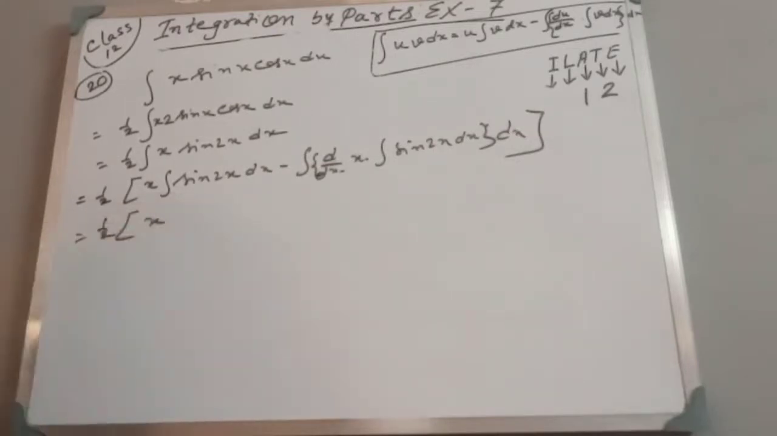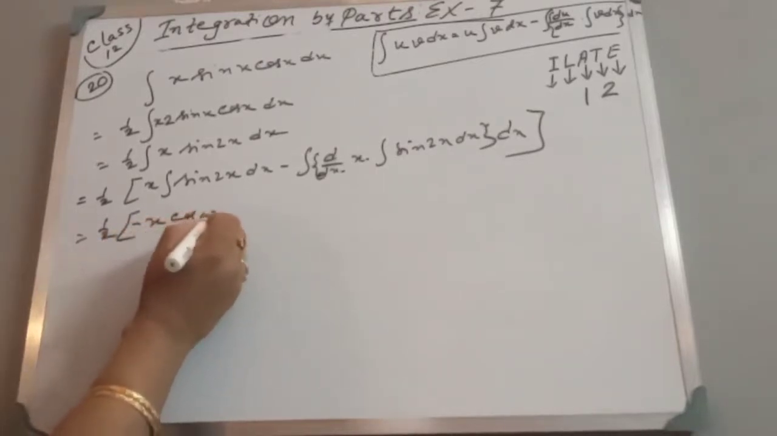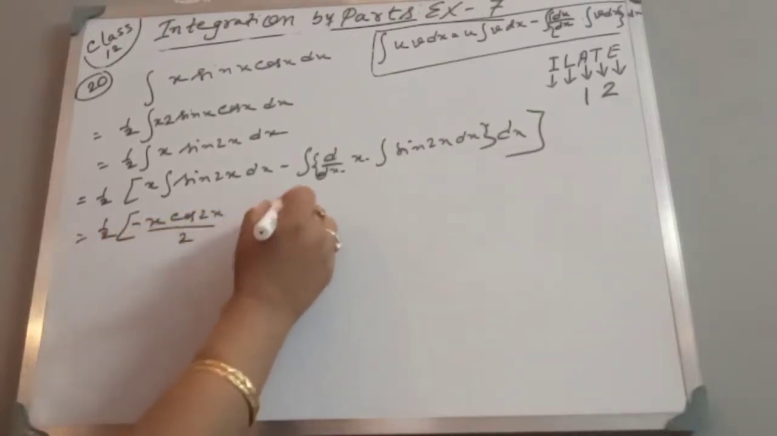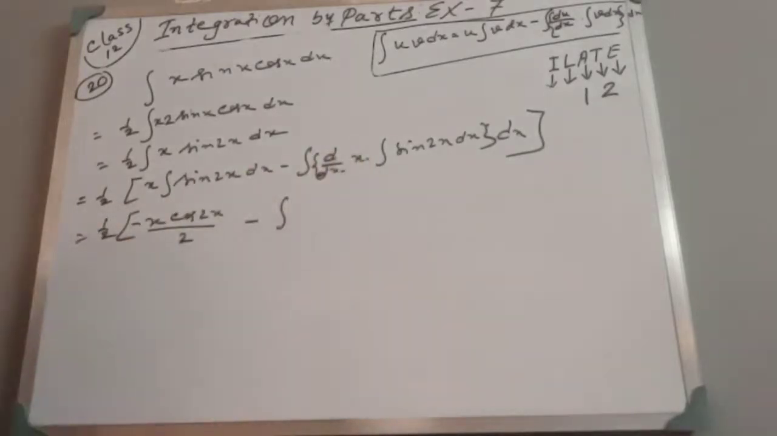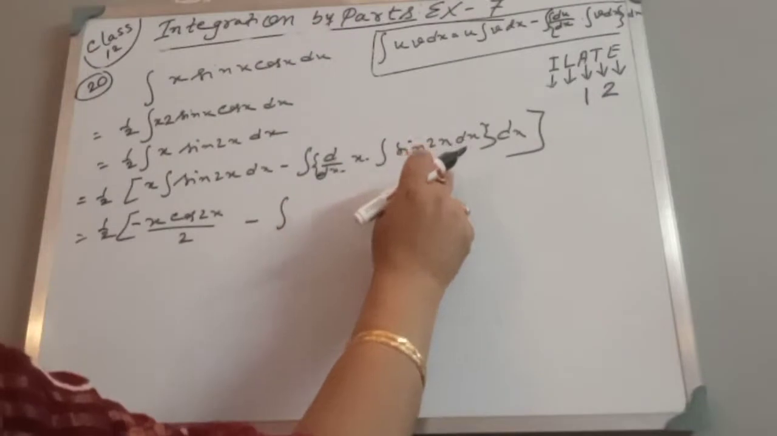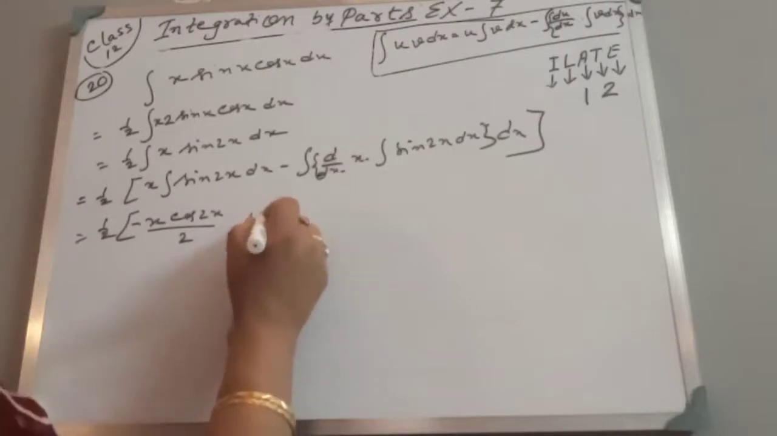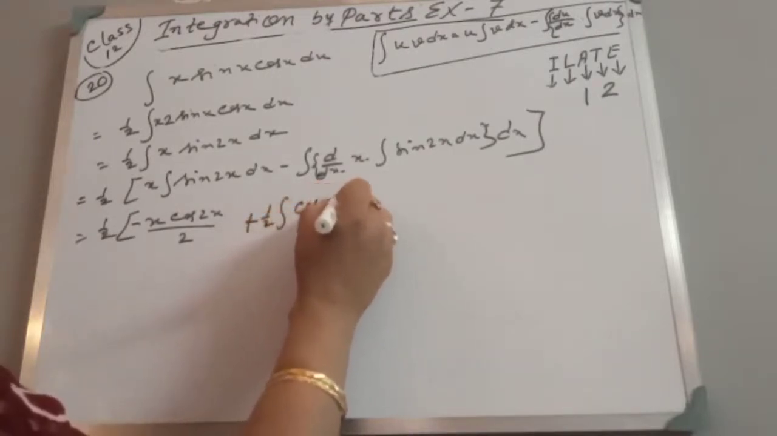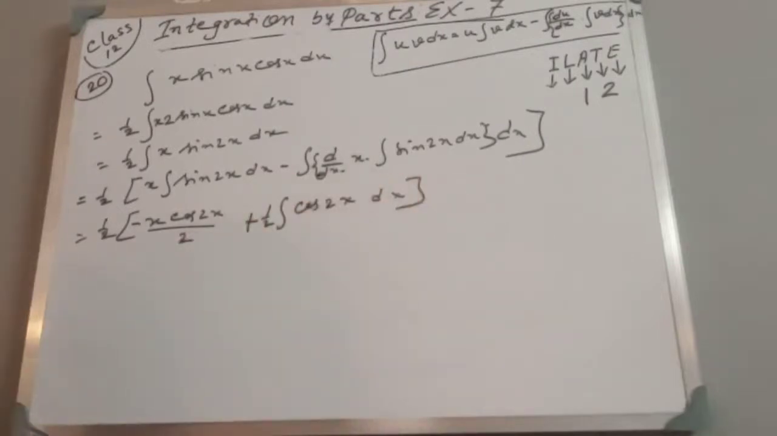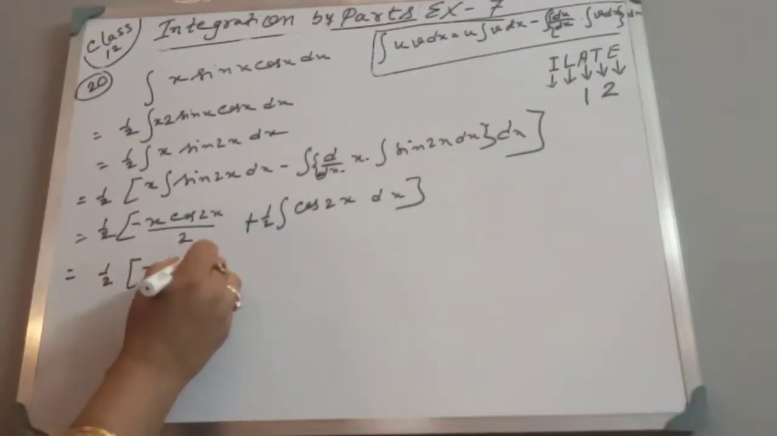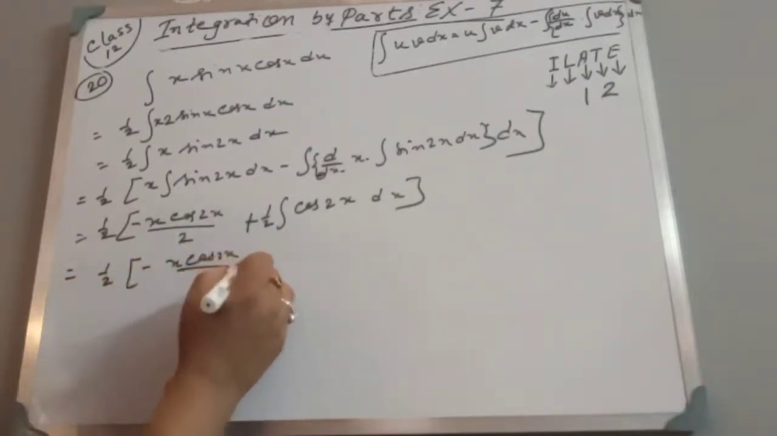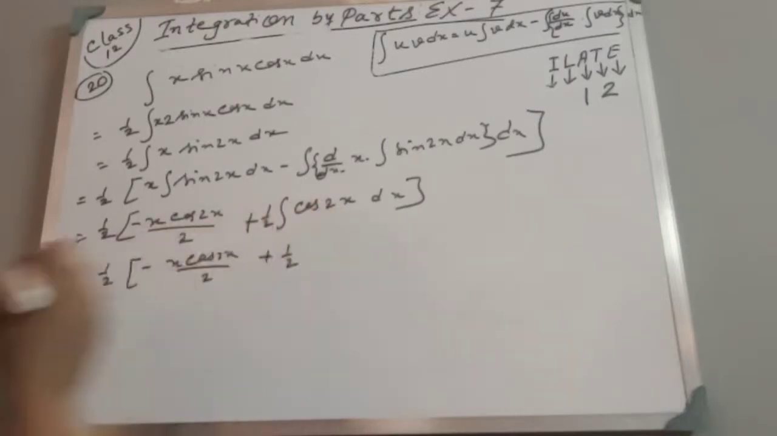Half x integral sin 2x means minus cos 2x by 2. So minus cos 2x by 2 minus integral, d/dx of x is 1, so it is coming 1, integral sin 2x again minus cos 2x by 2, so that minus and this minus will be plus. And this will be again half. So this is coming cos 2x dx. Okay, and now half, minus x cos 2x by 2 plus half, and integral cos 2x means again minus sin 2x by 2.